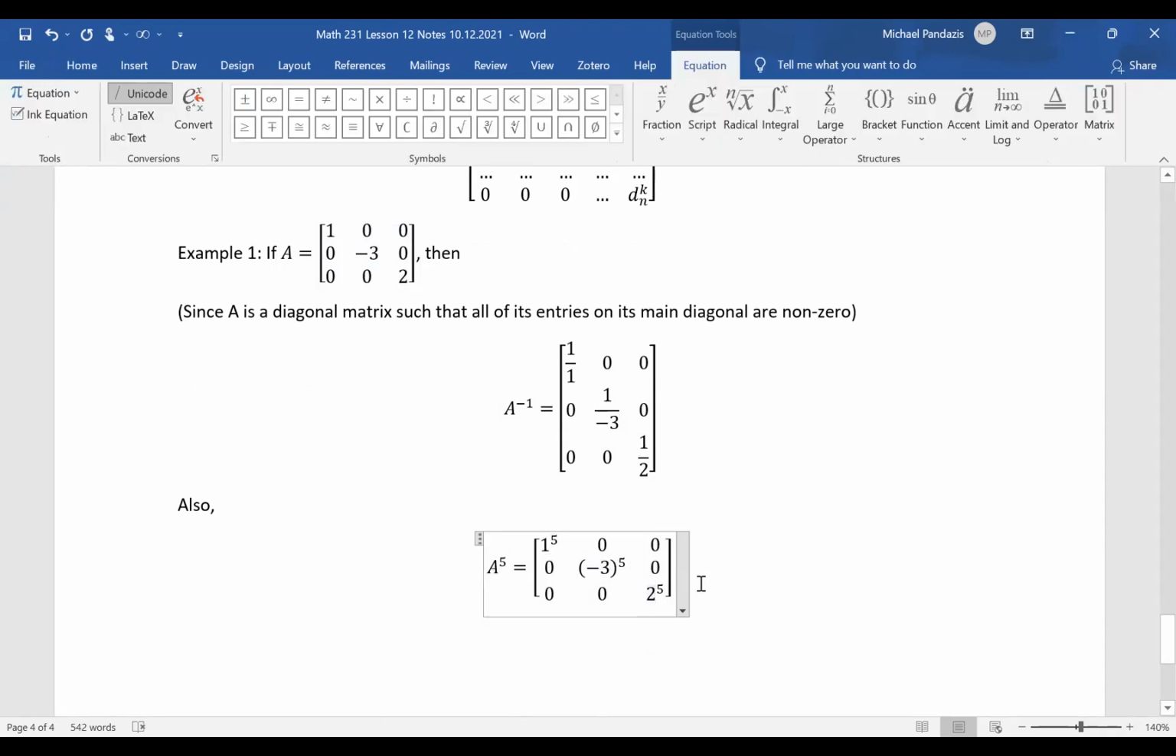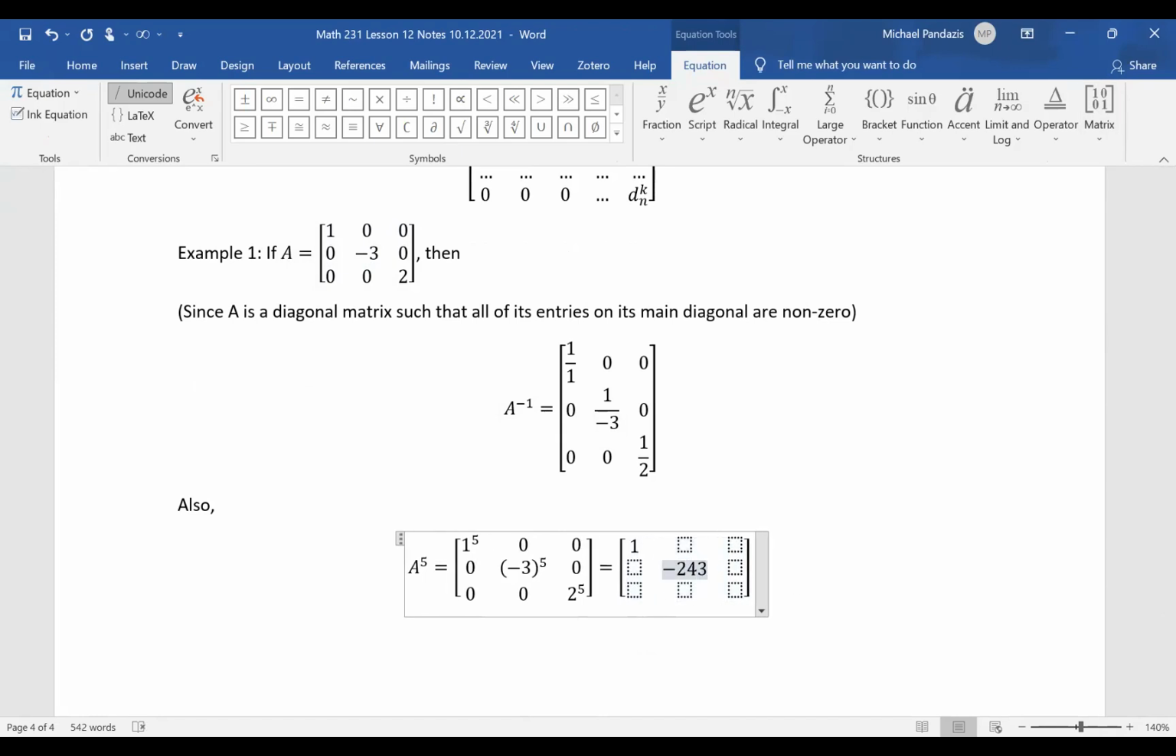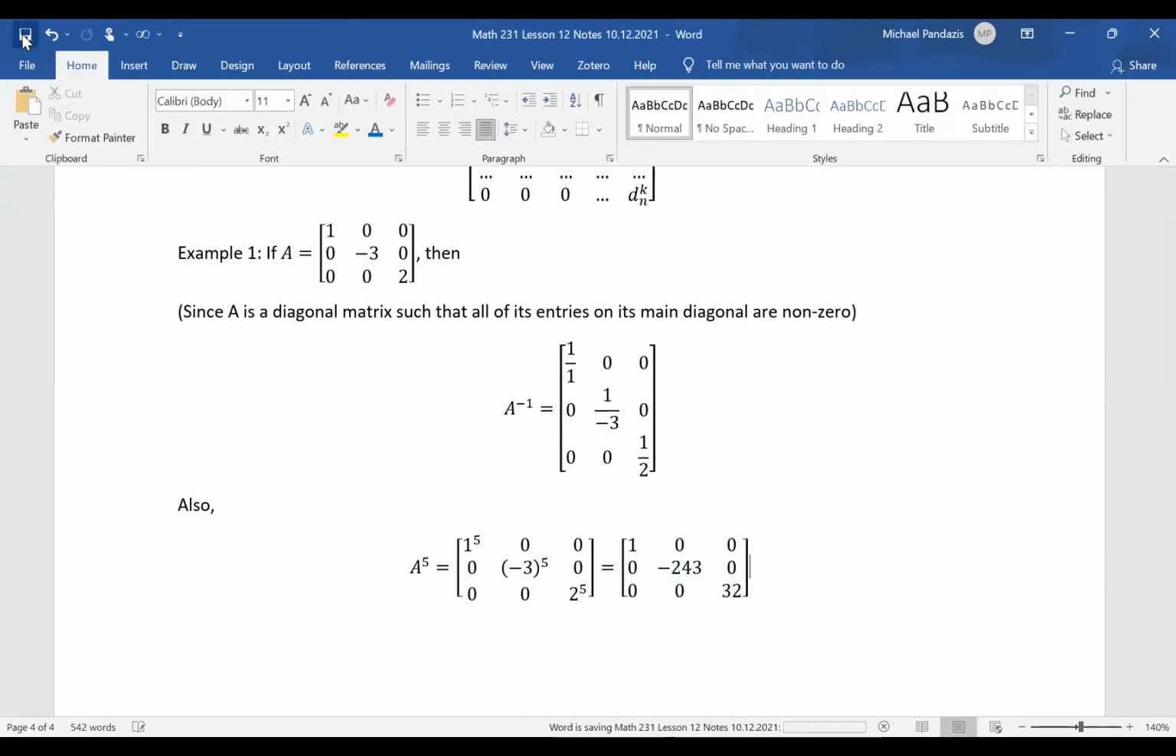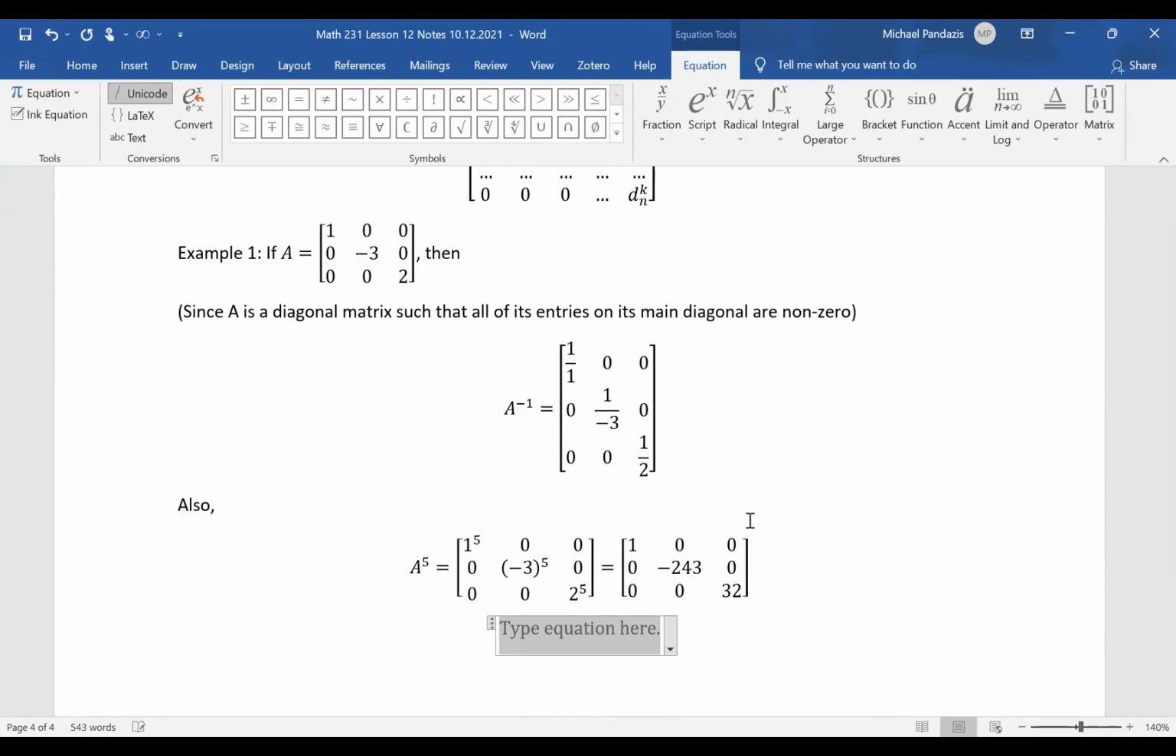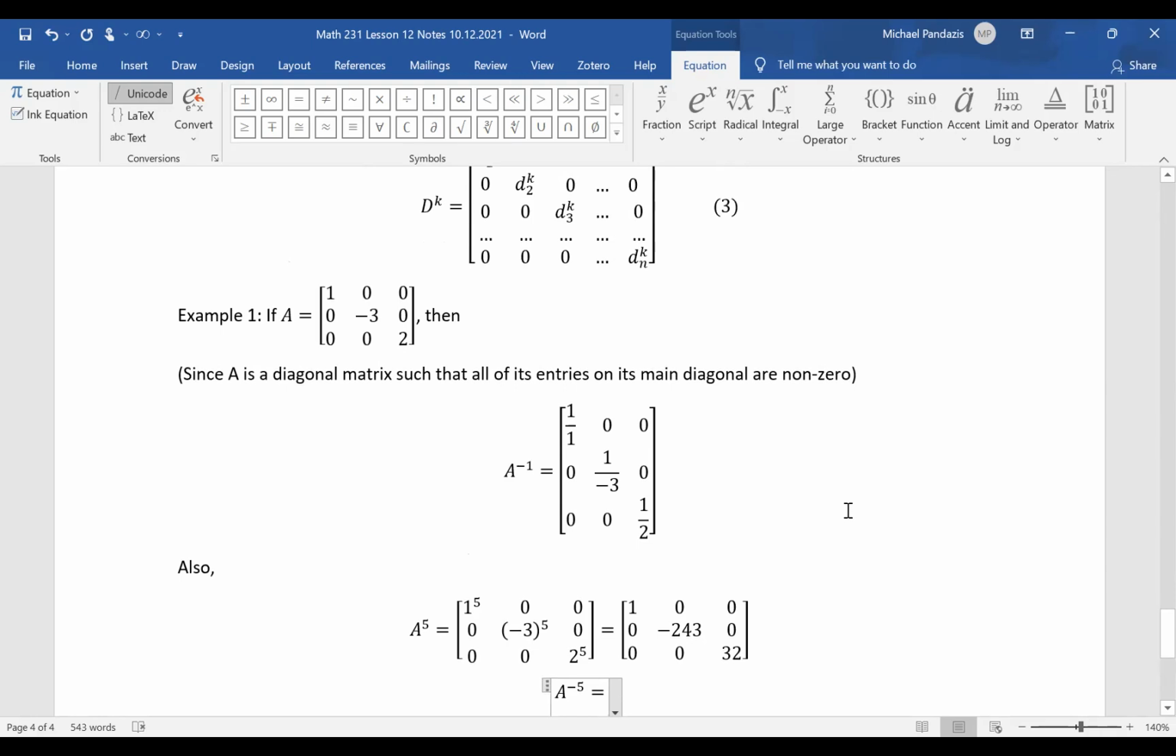Okay, and then you do the operations. 1 to the 5th power is 1. -3 to the 5th power is -243. And 2 to the 5th power is 32. Everything else is 0. So that's A to the 5th power. And then if you do A to the -5th power, you can think of it as A inverse to the 5th power.